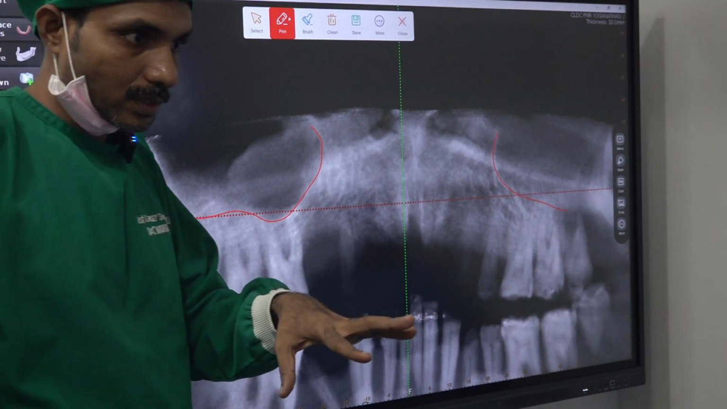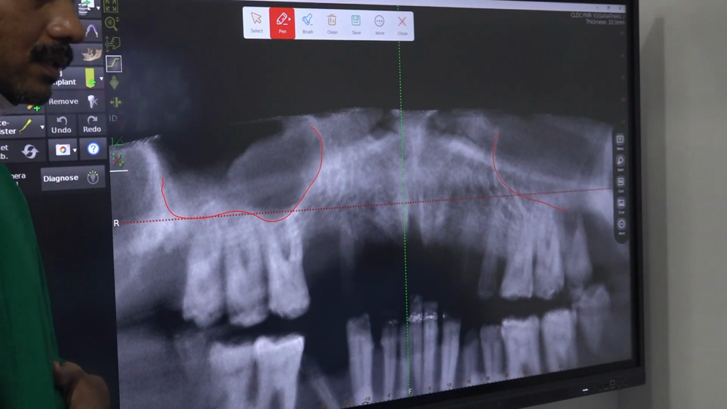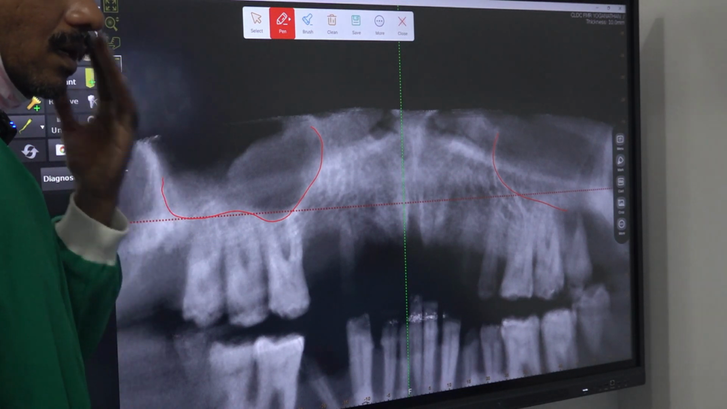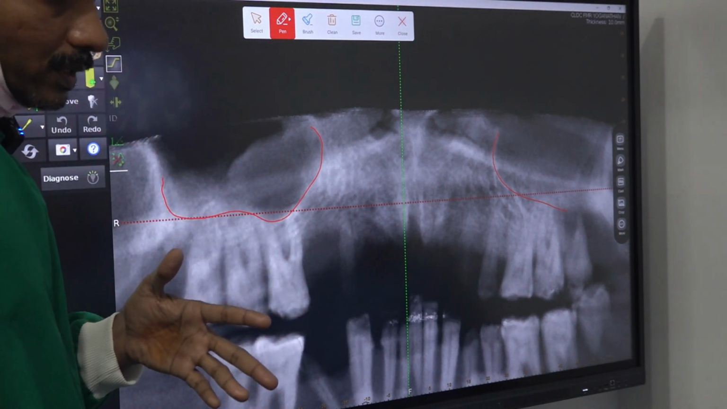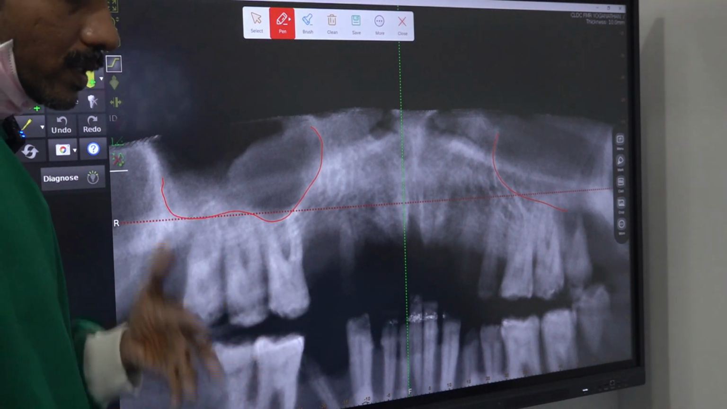Complete. Where is the zygoma asking? How will you avoid zygoma in this sense? There are some indications for zygoma, right, when there is severe bone loss situations.